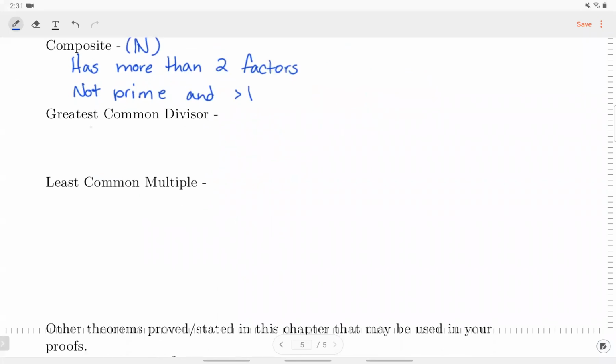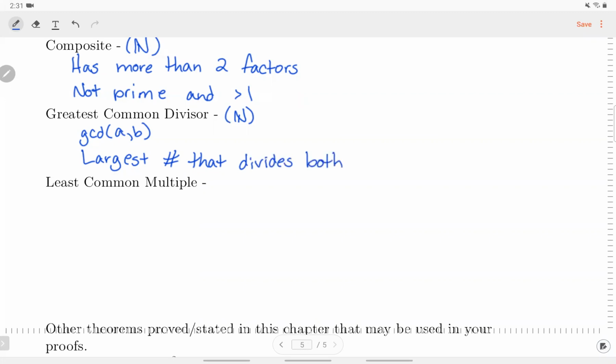Greatest common divisor. Notation for that is that weird GCD parentheses with A and B in it. Normally, again, your universe is natural numbers. Sometimes they'll extend this to the integers, but typically natural numbers. What is the greatest common divisor? What do you think? It's the largest divisor they have in common, right? So it's the largest number that divides both. Okay, so that would be the words. There is a way to put that in symbols.